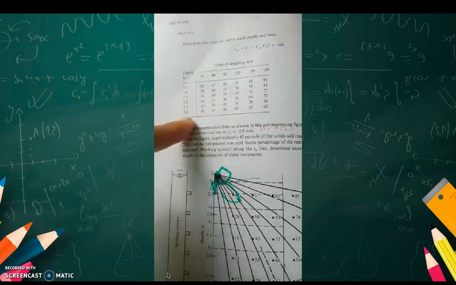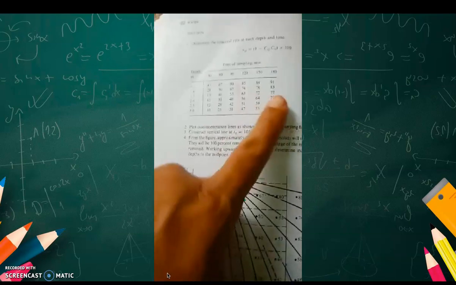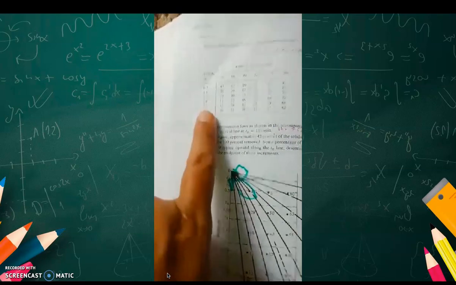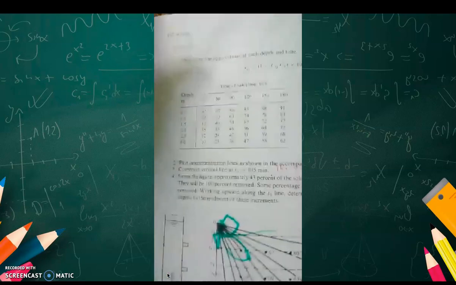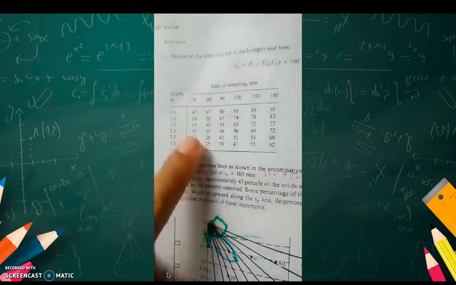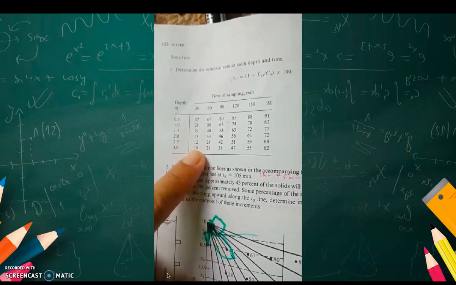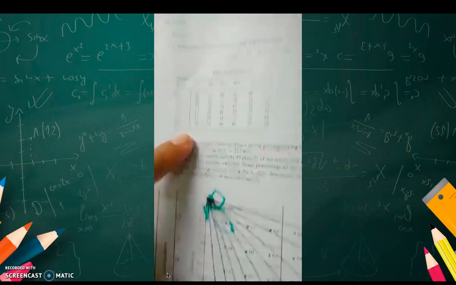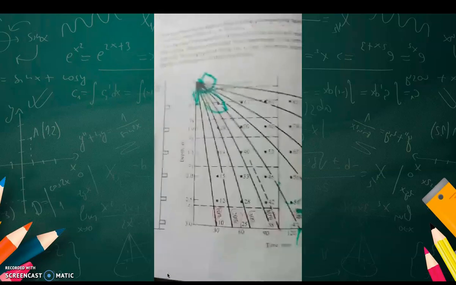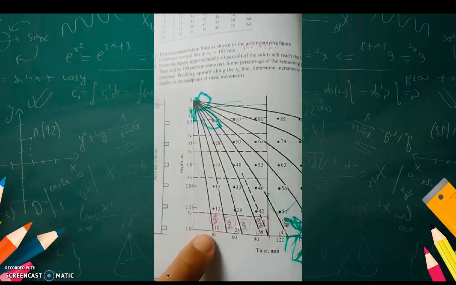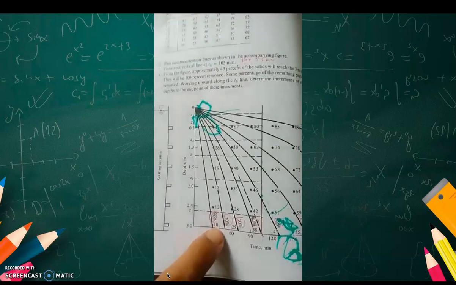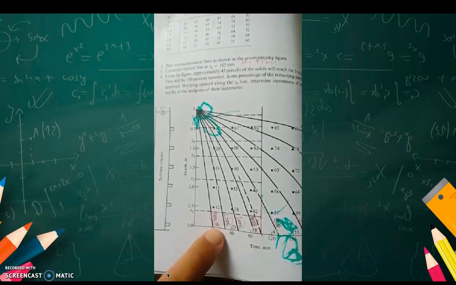If you understand the table, this is actually percentage of removal. So here you can read, for instance, at 3 meter depth, it is 10% removal. And when you look here, the first point is actually at 30. So you can see 10 here just now when we plot the data.